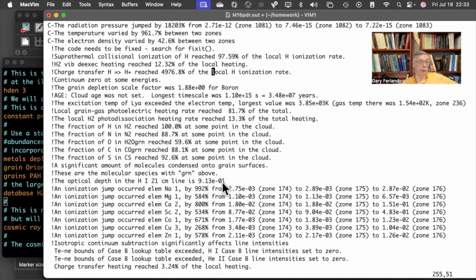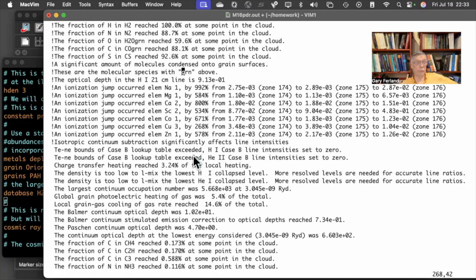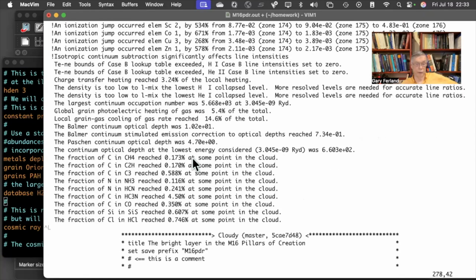Here are some other aspects of the molecular inventory. 100% of the hydrogen was in H2, 89% was in N2. GRN indicates grain surfaces. So this is water ice. So 60% at some place in the model of the CO, and even more of the water, was on grain surfaces. So there's a lot of material here, and some more molecules here.